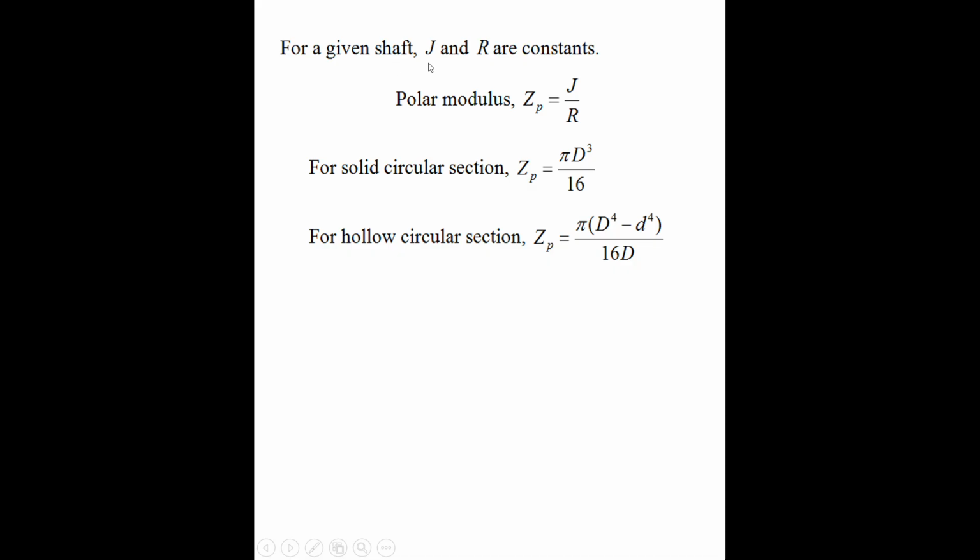For a given shaft, J and R are constant, so polar modulus Zp = J/R. For solid circular section, Zp, that is the polar section modulus, is πd³/16. And for the hollow circular section, Zp is given by π/(16D) (D⁴ − d⁴).